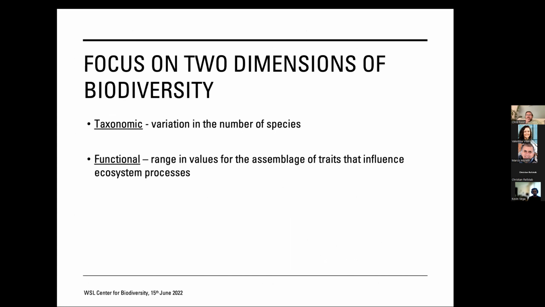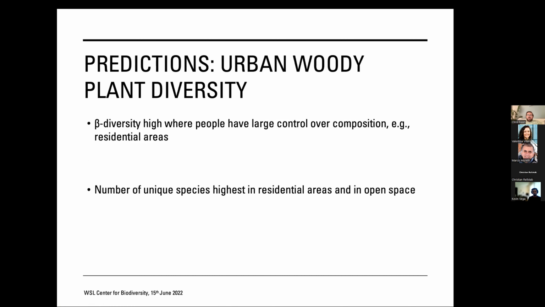So, using a data set that exists on tree biodiversity in my region, which I'll talk about in a minute, I focused on two dimensions of biodiversity: taxonomic, or variation in the number of species, and functional, or the range and values for an assemblage of traits that influence ecosystem processes. Functional was of interest, and taxonomic, of course, makes sense to study here.